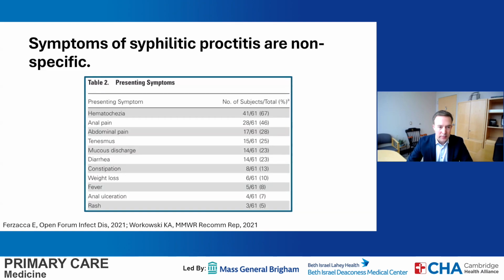What I'm showing you here on this table is a list of presenting symptoms in people who were ultimately deemed to have syphilitic proctitis, with anal pain and tenesmus and mucus discharge and diarrhea and fever, all being potential presenting symptoms. I would note that rash is not very common. And so while it is possible to find a chancre or other lesions of syphilis in this setting, they're not commonly observed. And so you do need to maintain suspicion for this diagnosis.